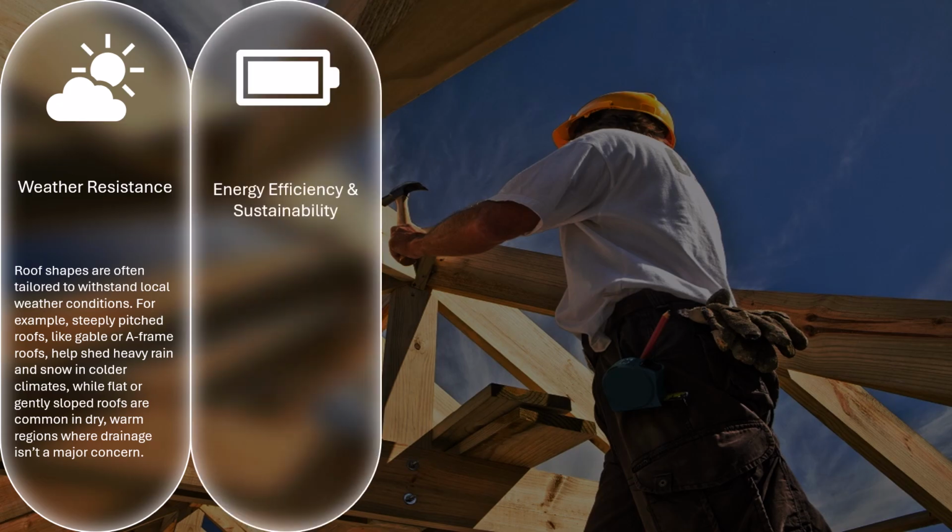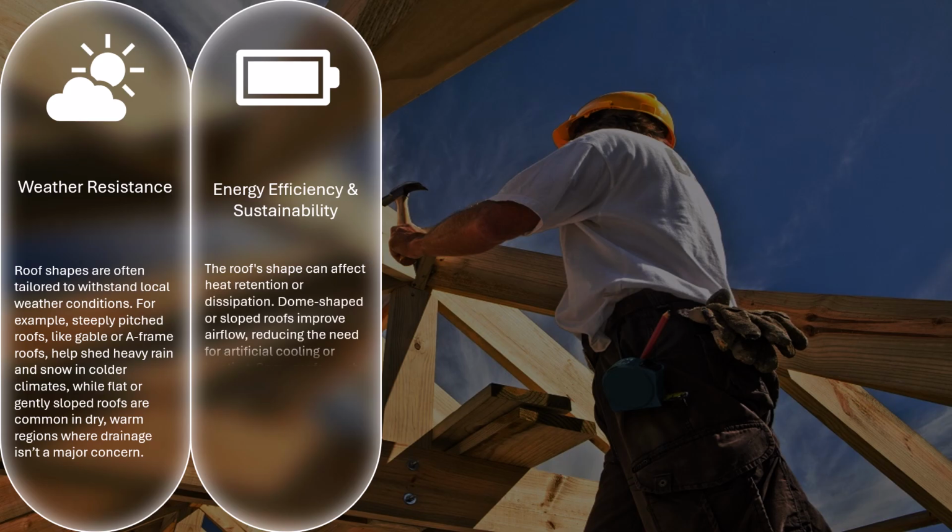Energy efficiency and sustainability. The roof's shape can affect heat retention or dissipation. Dome-shaped or sloped roofs improve airflow, reducing the need for artificial cooling or heating. Some roofs, such as shed or flat designs, allow for easy solar panel installation, improving energy sustainability.